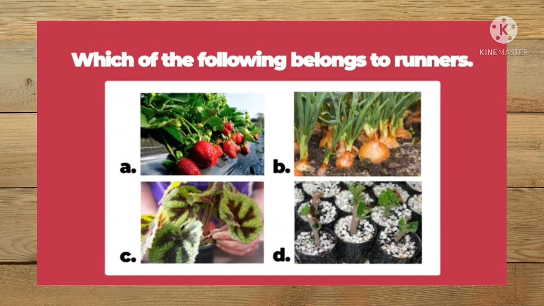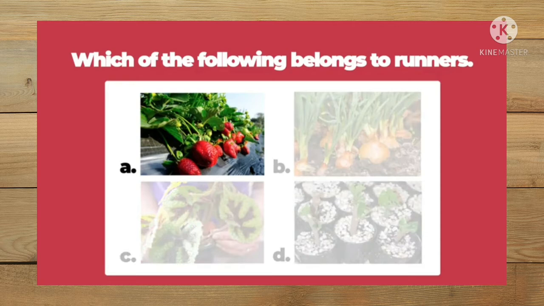Number 1. Which of the following belongs to runners? A. Strawberries. B. Onion. C. Begonia. And D. Gumamela. The correct answer is letter A, strawberries. Strawberries are runner plants.